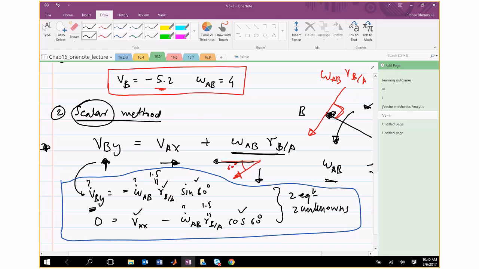Is that clear? Would you recommend vector over scalar?